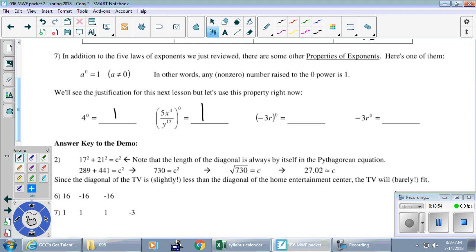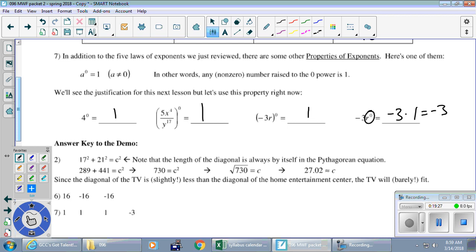How about -3r to the 0? 1. And then -3r to the 0. This is so much fun. All right, this one is not 1. Because again, the exponent is the T-Rex. And what is that exponent touching? Only the r, which means that -3 is hanging out, waiting for you to tell me what r to the 0 is. That's 1. And so how much is the whole thing? -3. Exponent only affects what it is exactly touching.